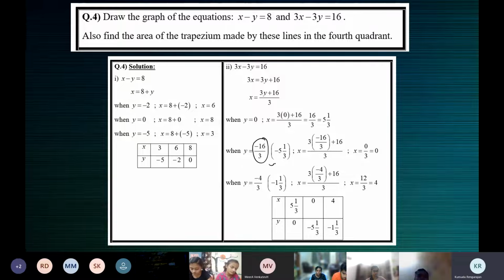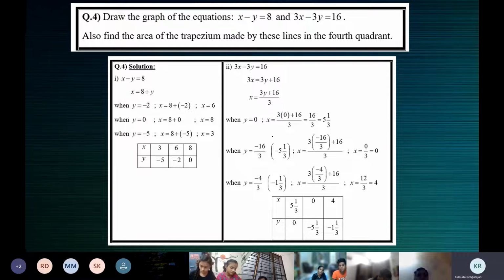I've written in bracket, children, minus 5 1 by 3. Don't get confused. In bracket, I've written the fraction minus 5 1 by 3. Minus 16 by 3 or minus 5 1 by 3. I've just written its mixed fraction in the bracket. So this value minus 16 by 3 is taken after calculating.